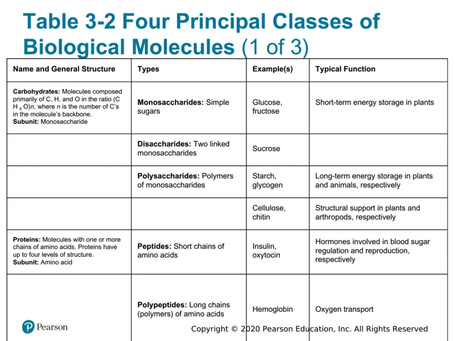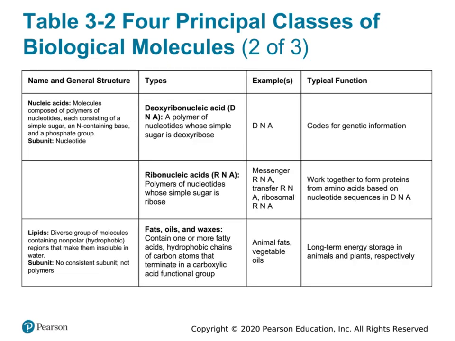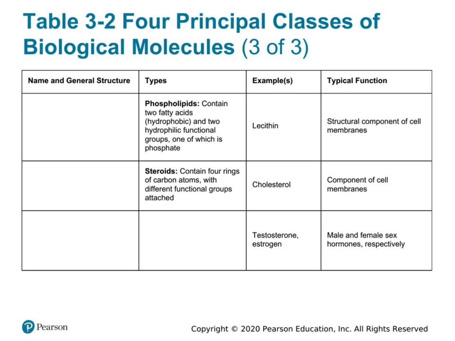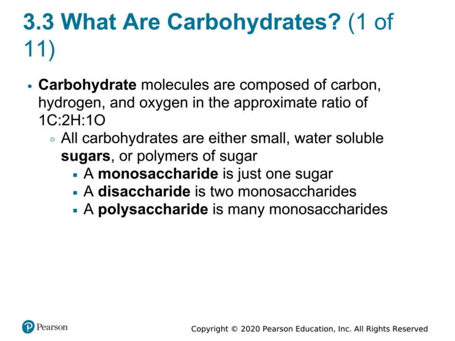We can also look at proteins, which are known as peptides for short proteins, or polypeptides for longer proteins. And we can continue on and talk about nucleic acids like DNA and RNA that code for genetic information and help that information be processed into proteins, respectively. We could also look at lipids, which include fats, oils, and waxes, and phospholipids that make up the components of cell membranes, and steroids, which make up cell membranes and help form hormones. So that's a quick overview for what we're about to look at.